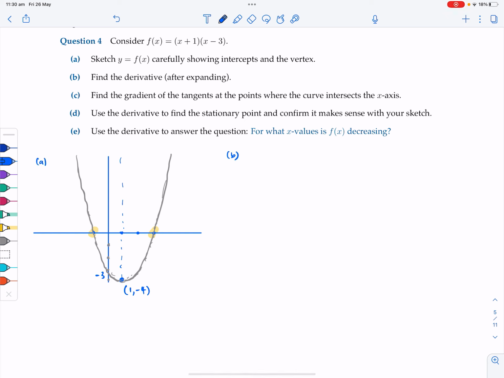So part B, so that was A. Part B, find the derivative after expanding. So f of x is x squared minus 2x minus 3. So f dash x is 2x minus 2. Right, so that's done. Part C, find the gradient of the tangents at the points where the curve intersects the x-axis. So I'm just going to draw in those tangents.